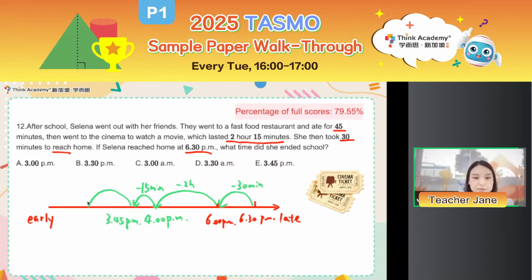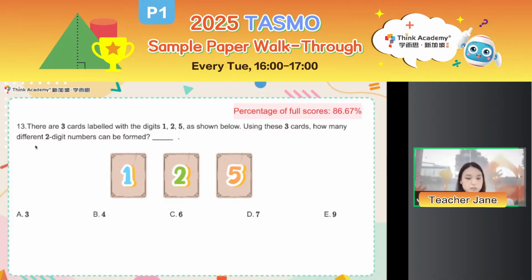So let's see, 45 minutes earlier, what time is it? That will be 3 p.m., right? So the final answer here is A, 3 p.m. Okay, 3 p.m. Good job, everyone. Then this time, let's move on to the 13th question.